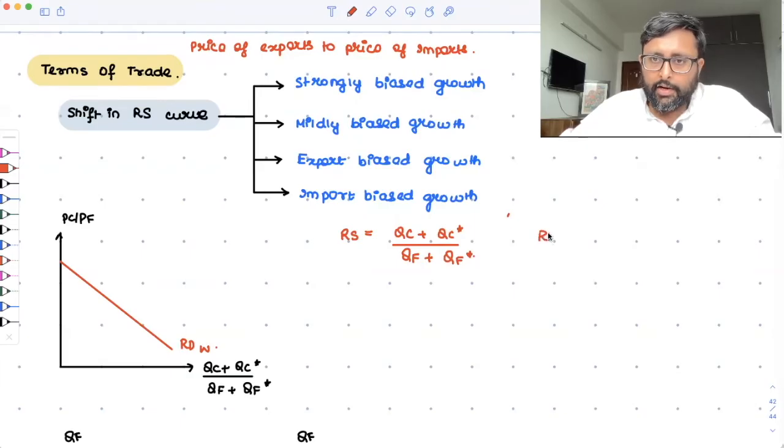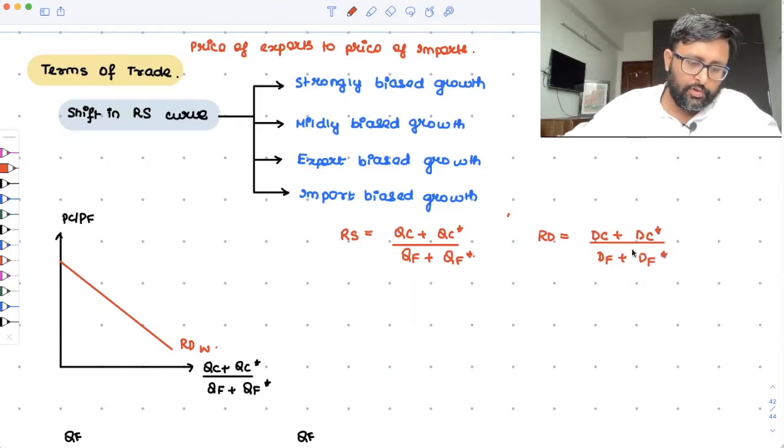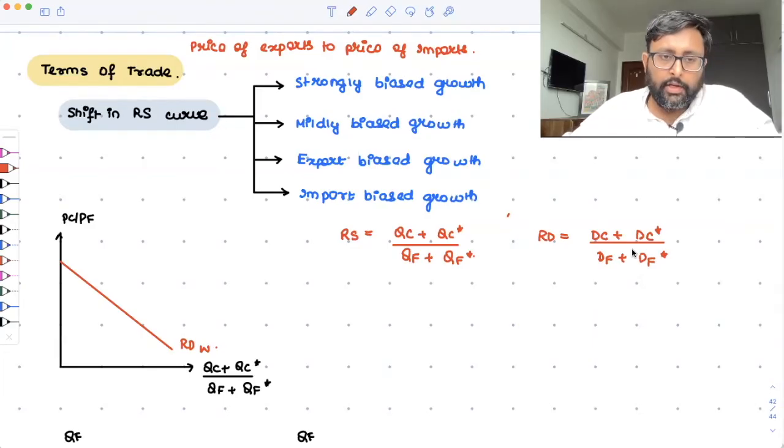And the relative demand for cloth is the amount of cloth demanded by home plus amount of cloth demanded by foreign, upon amount of food demanded by home plus amount of food demanded by foreign, right? And we say the equilibrium relative price would be at the point where the relative supply of the world would be equal to the relative demand of the world.